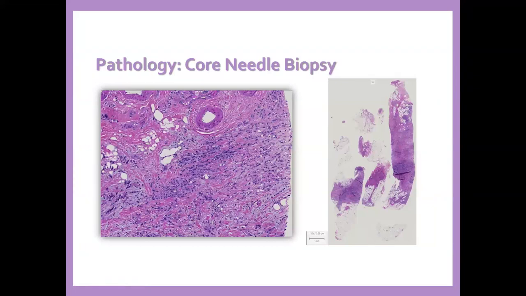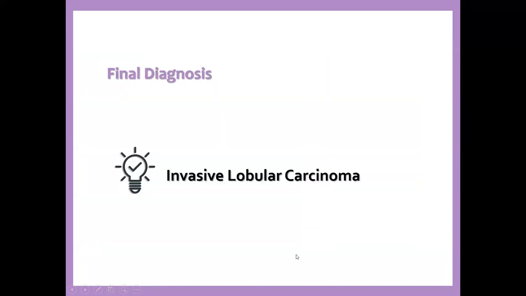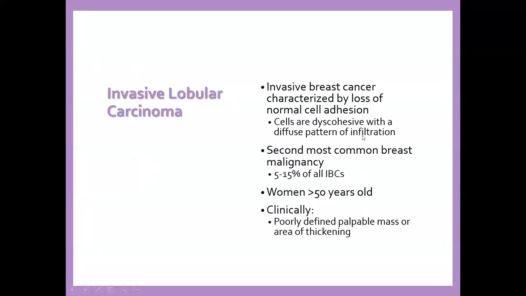And this is the core needle biopsy. This is the core needle biopsy of the fragmented portion of the lesion. It's a high power view of that, where you can see this dispersed cell pattern within this tissue biopsy. So there is no question that you are dealing with an infiltrating breast carcinoma. And this was just a representation of an invasive lobular carcinoma. So let's spend some time and talk about invasive lobular carcinoma.